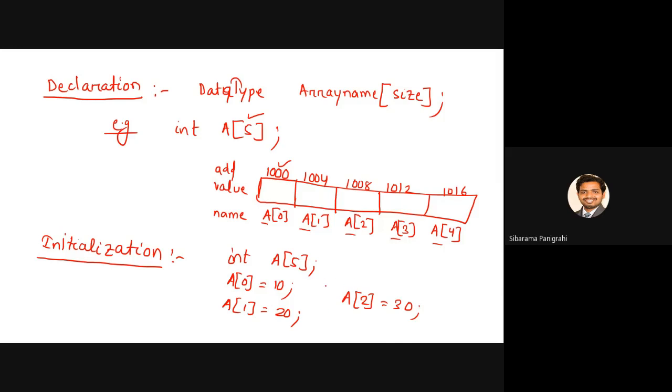Or directly, what you can do, here you can put a equal to curly brackets. Here also you can write 10, 20, 30. Right? So 3 values will be 10, 20, 30 and the remaining values will be 0, because it is an integer type of array. For an integer type of array the default value is 0, for a character type of array the default value is \0, and for a float type of array the default value is 0.0.